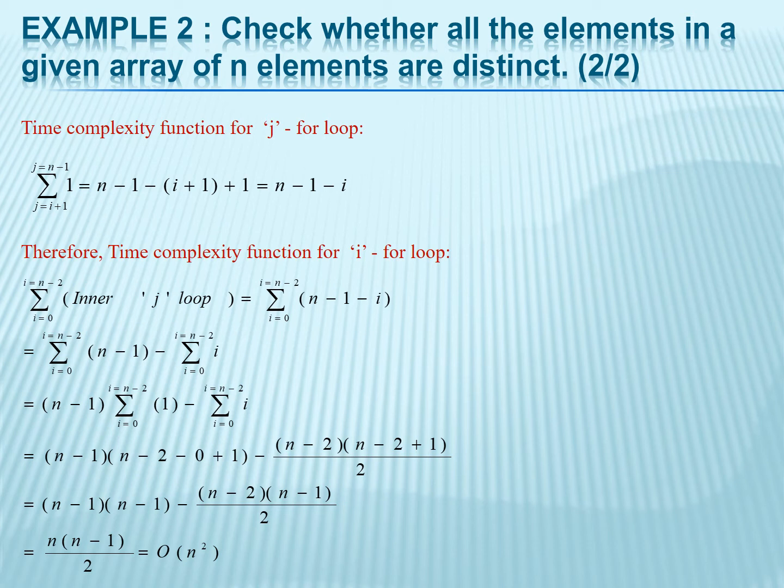Simplifying the sigma formula, the time complexity function for the algorithm is obtained as n multiplied by n minus 1 by 2. Applying the principle of big O notation, the worst case time complexity of the algorithm is derived as big O of n squared.